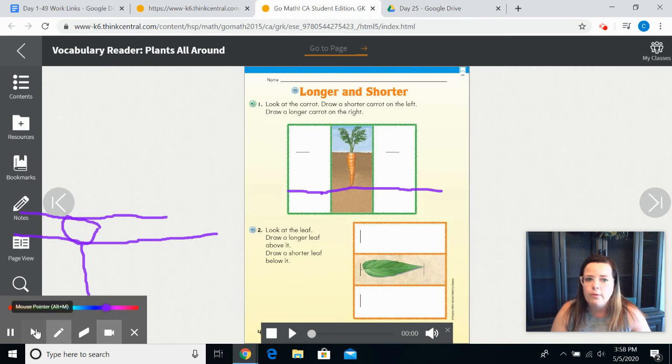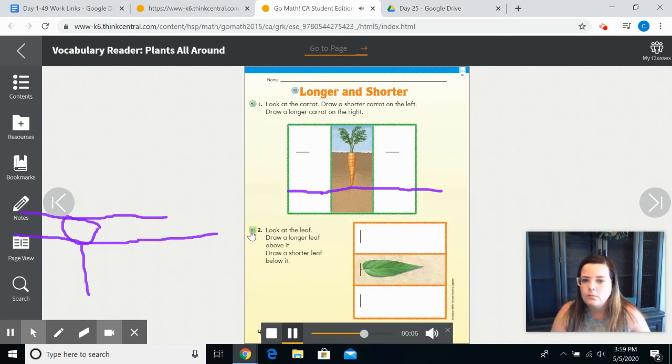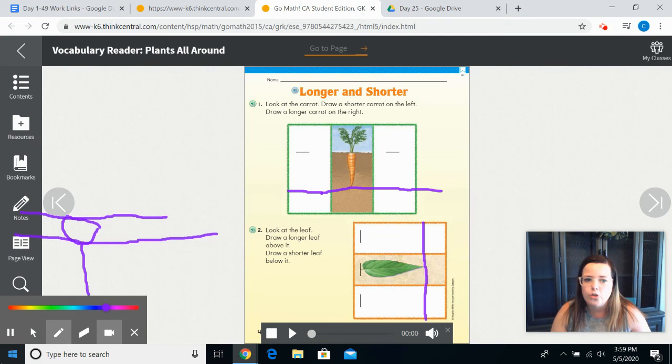And then let's hear what we're doing for this last one on the bottom. Look at the leaf. Draw a longer leaf. So same thing, they have a line here. They didn't give us a line in the other two boxes. So we're gonna just make our line all the way down so we know where to draw it. They said above it, they want us to make a longer leaf. So we're gonna start our leaf here. It needs to go past the line. And then under here, it's gonna be not touching the line because it's supposed to be shorter.